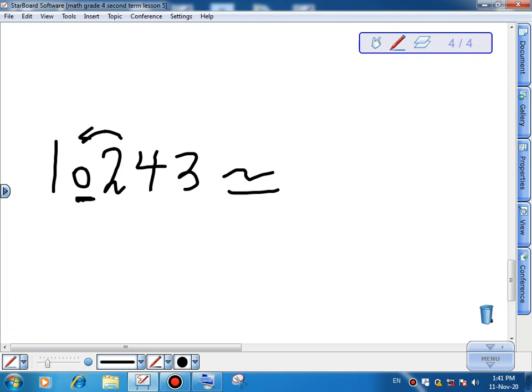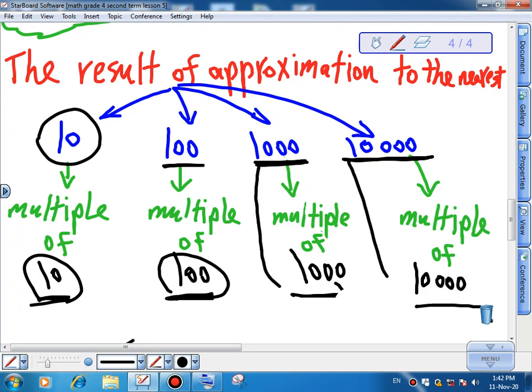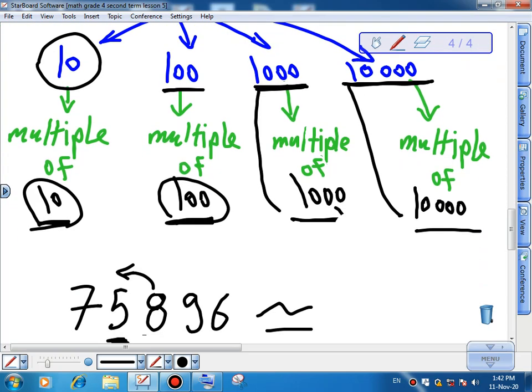Okay? Note that the result of approximating any number to the nearest 10 will be a multiple of 10. If it is approximated to the nearest 100, it will be a multiple of number 100. And so on, 1000, 10,000, 100,000.